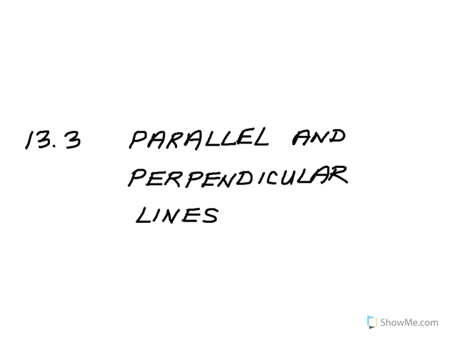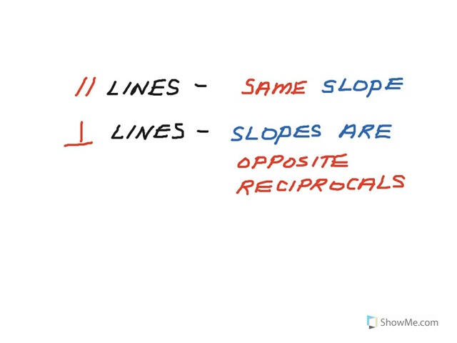Lesson 13.3 is about parallel and perpendicular lines. This lesson more specifically is about the slopes of parallel and perpendicular lines. And so I think you already know, and you learned in Algebra 1, that the slopes of two parallel lines in a plane are the same, because with the same slope, the two lines will never intersect.